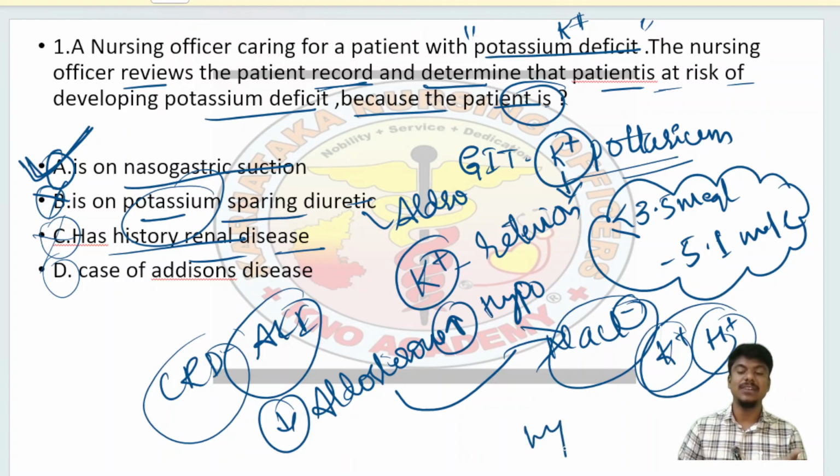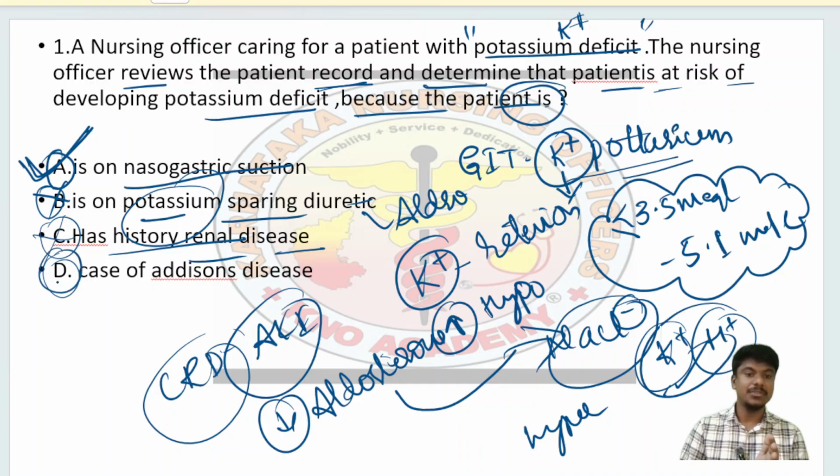So there is a chance of hyperkalemia, not hypokalemia, and there is a chance of acidosis. That's why here there is no chance of hypokalemia. In kidney disease, AKI and CKD, there is always hyperkalemia. We can encounter hyperkalemia, not hypokalemia. So option C is ruled out.